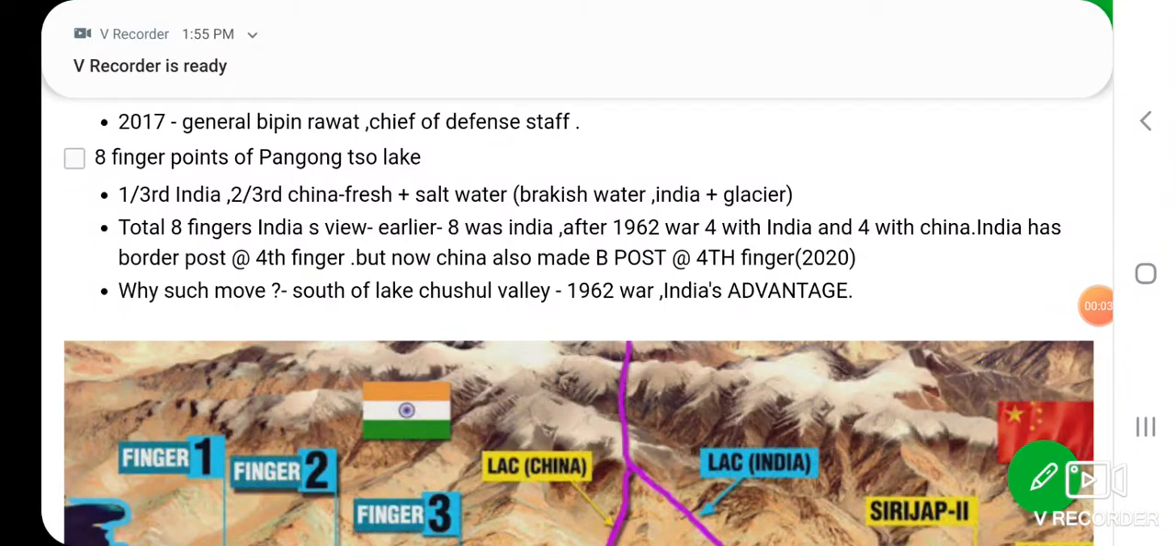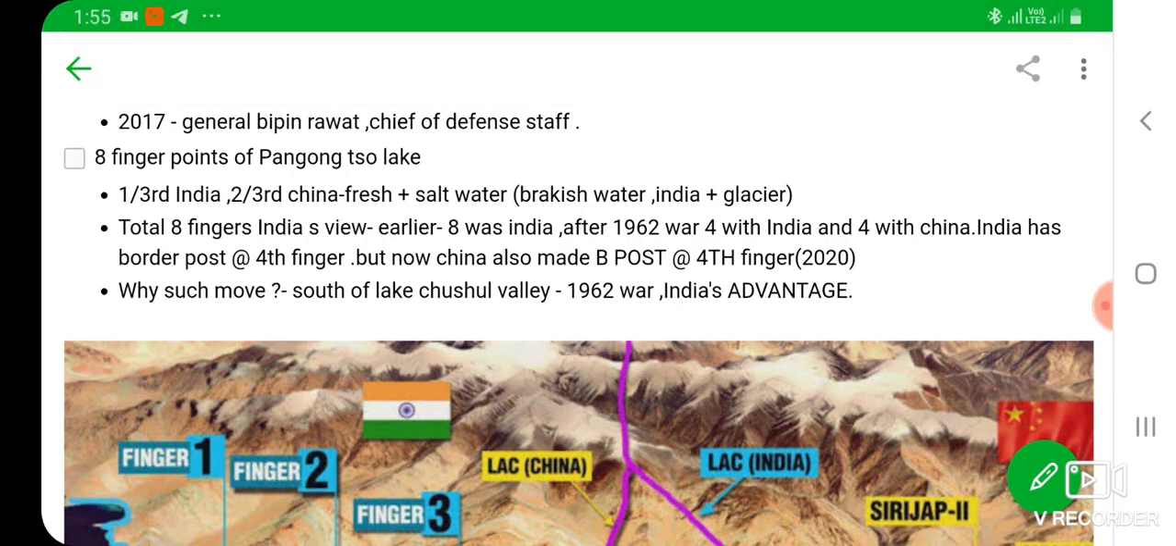Hello everyone. Today we have another new topic to discuss. Actually, this is not a new topic, but if we are studying the relationship between India and China, this is an important point to have an idea with.